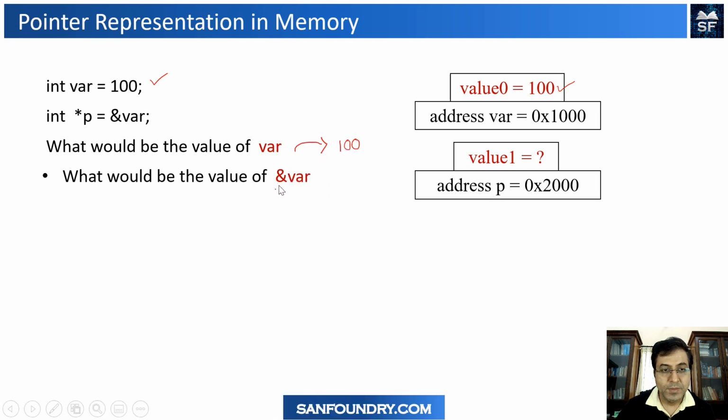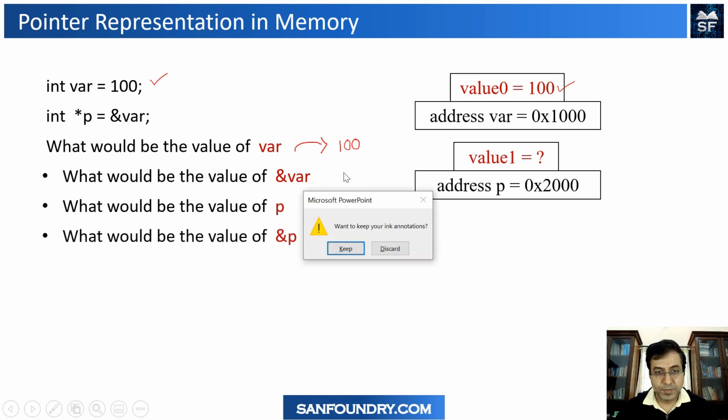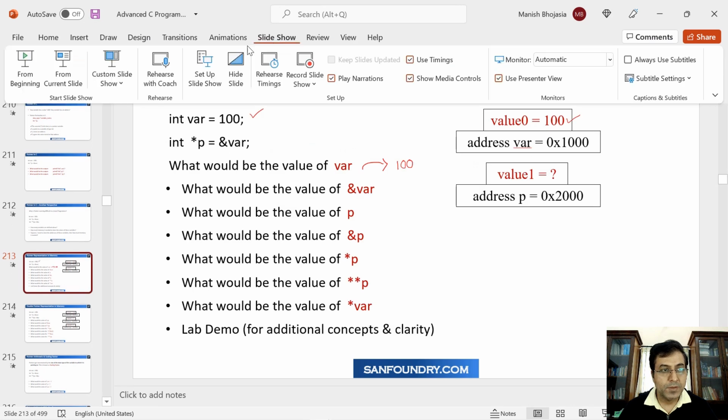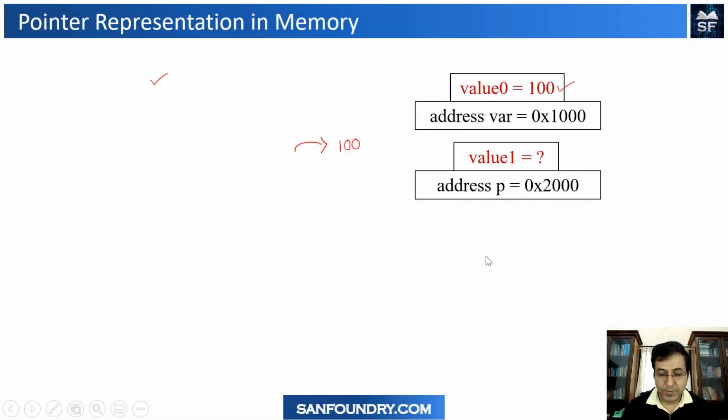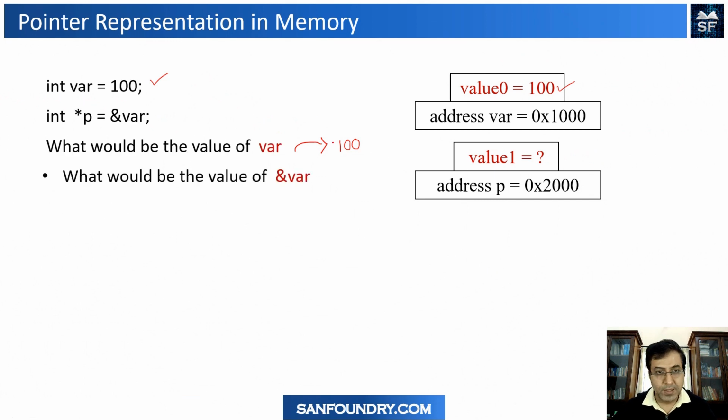Next is, what will be the value of &var? Ampersand means address of var. What is the address of var? Yeah, I'm back now into the slide. What's the address of var? The address of variable var is nothing but this, so this is going to be hexadecimal 1000, isn't it? That's how we are going to solve one by one.